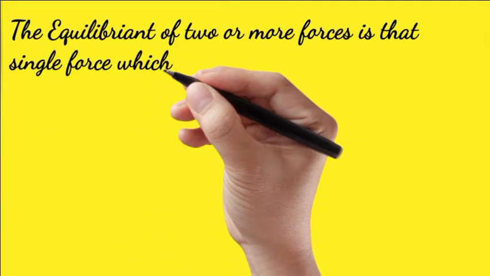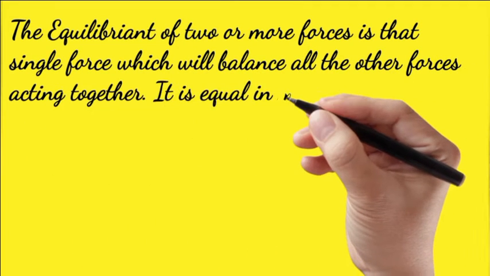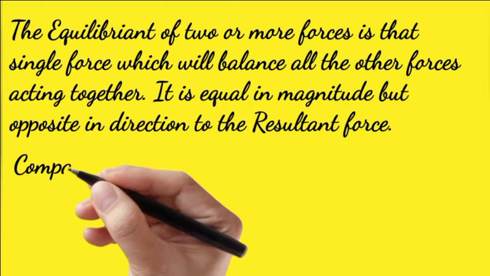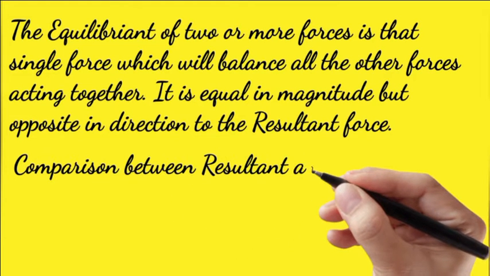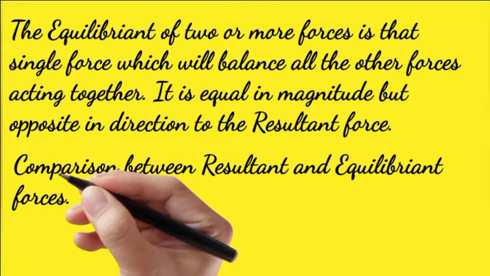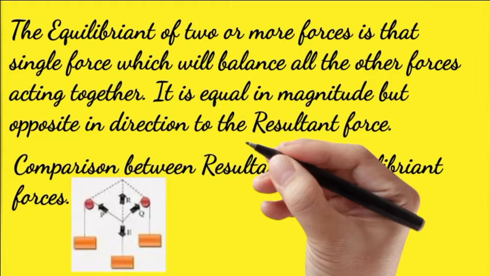The equilibrant of two or more forces is that single force which will balance all the other forces acting together. It is equal in magnitude but opposite in direction to the resultant force. So the equilibrant balances while the resultant is equal when it comes to effects.